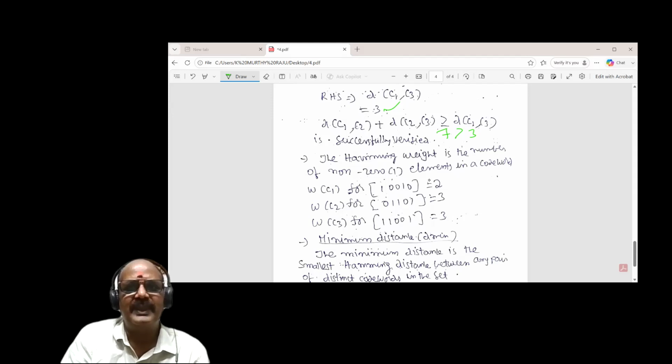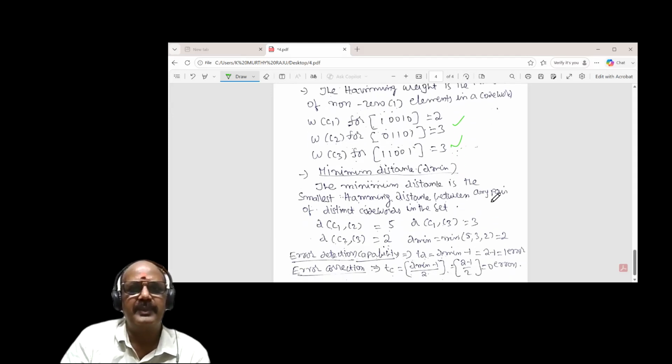Next, the Hamming weight is the number of non-zero elements in a code word. C1 is 10010. The number of non-zero elements present in C1 is 2. Therefore, the weight of code word C1 is 2. The number of non-zero elements present in the code word C2 is 3. Therefore, the weight of the second code word C2 is 3. The weight of the code word C3 is 3.